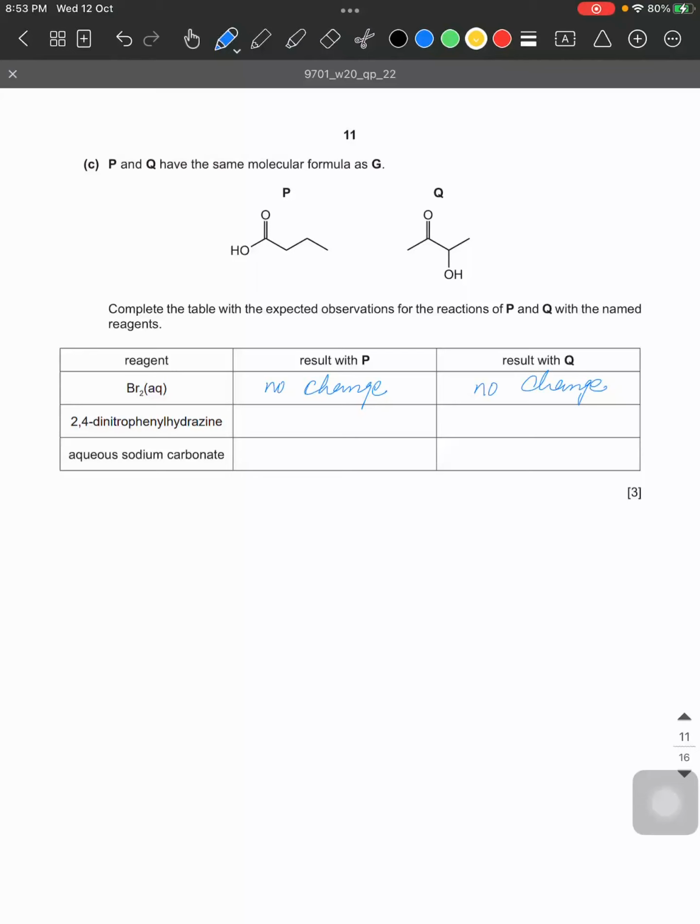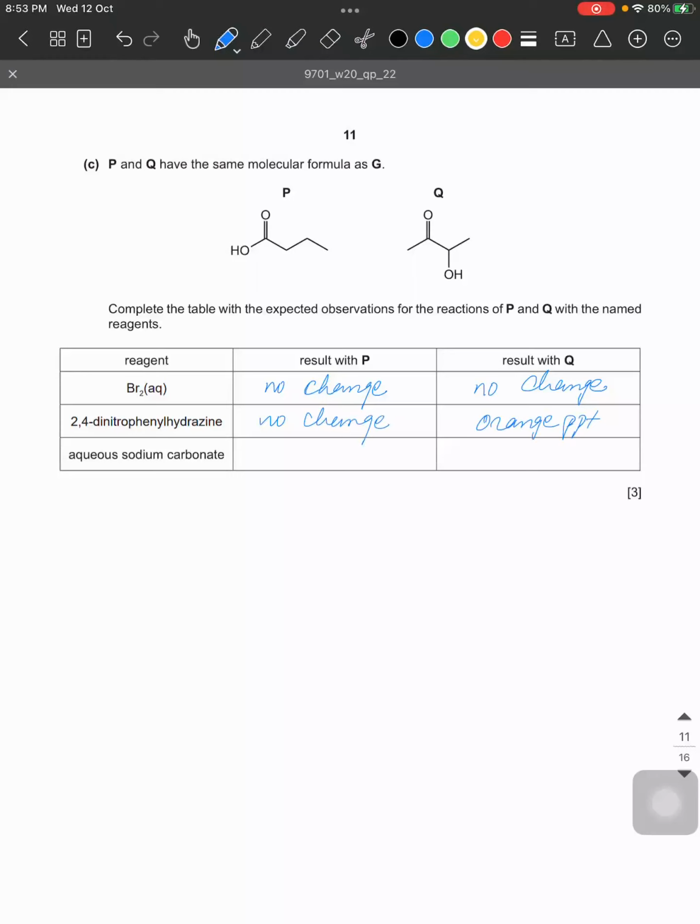Then they are saying 2,4-dinitrophenylhydrazine, DNPH. It is used to check what? This is used to check carbonyl compounds. So out of these two, we just have Q, which is a carbonyl compound. So it will show orange precipitate. And again, there is no change because this is not the test for carboxylic acid.